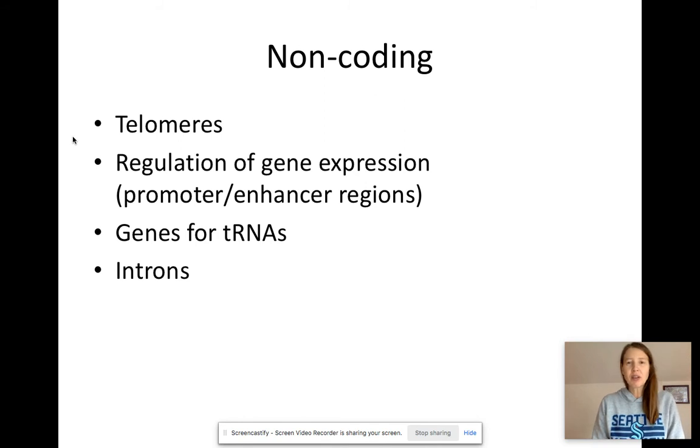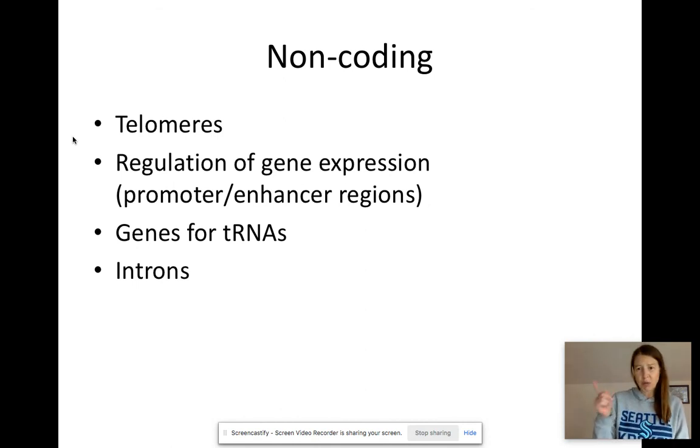There are other non-coding segments of DNA that actually help in gene expression. They can regulate it, so they might help promote gene expression from happening, or they can sometimes actually stop it from happening. So they can regulate it by either promoting and enhancing it, or it can actually stop it in other ways. And then we have, of course, genes to make tRNA.